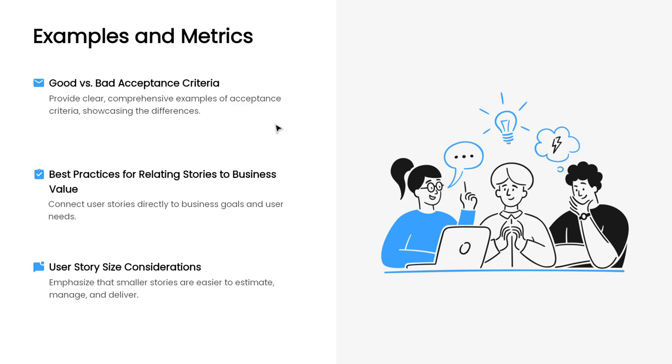Okay, when relating the stories to business value, always connect them directly to the business goal and the user need. The connection helps to prioritize the work and ensure you are delivering what matters the most. For story sizing, just remember smaller is better. Smaller stories are easier to estimate, manage, and deliver consistently, reducing the risk and increasing the traceability.